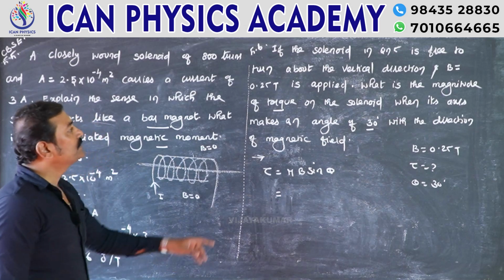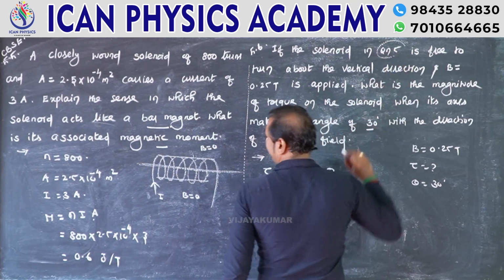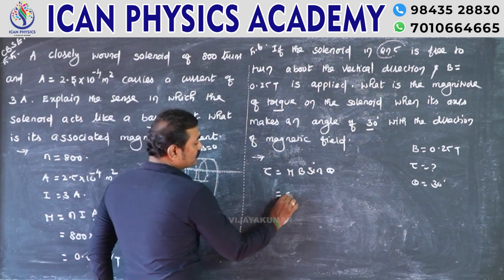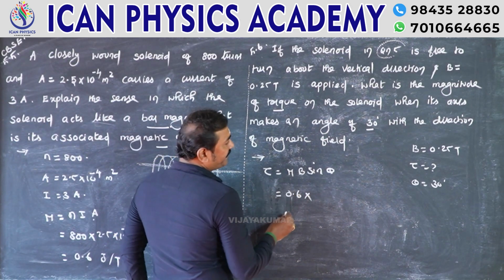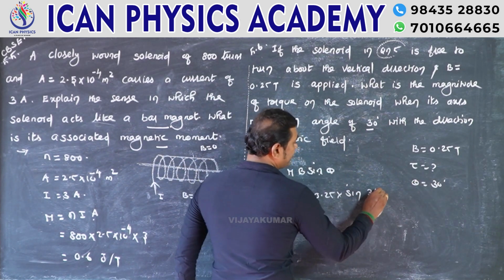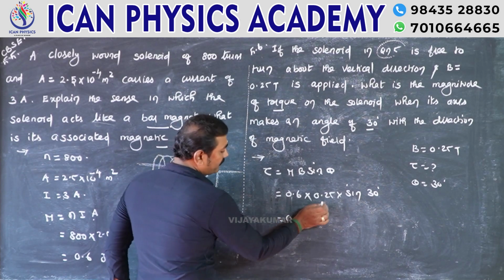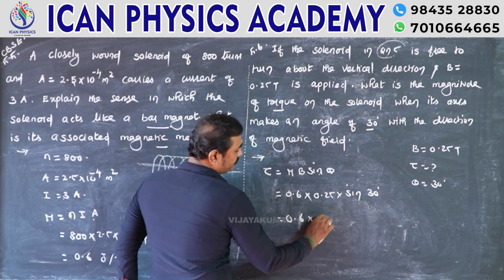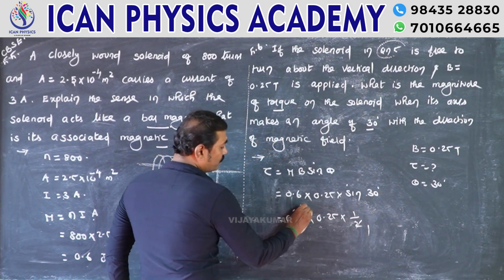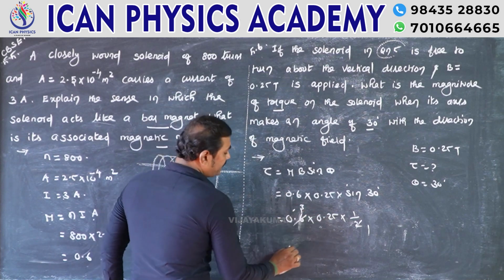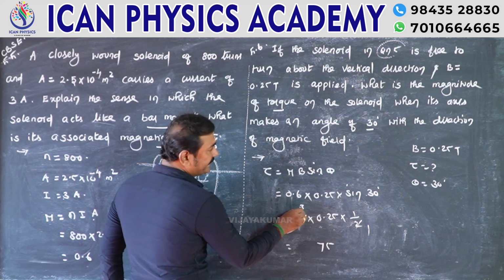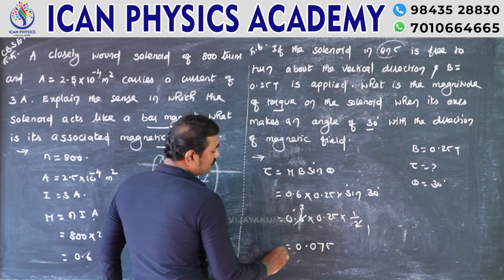Now I will calculate. In question number 5, what is the value of M? It is 0.6. So 0.6 into B, which is 0.25, into sin theta. What is the value of theta? It is 30 degree. So 0.6 into 0.25 into sin 30, which is 1 by 2. Multiplying, we get 0.075, so this much of torque.